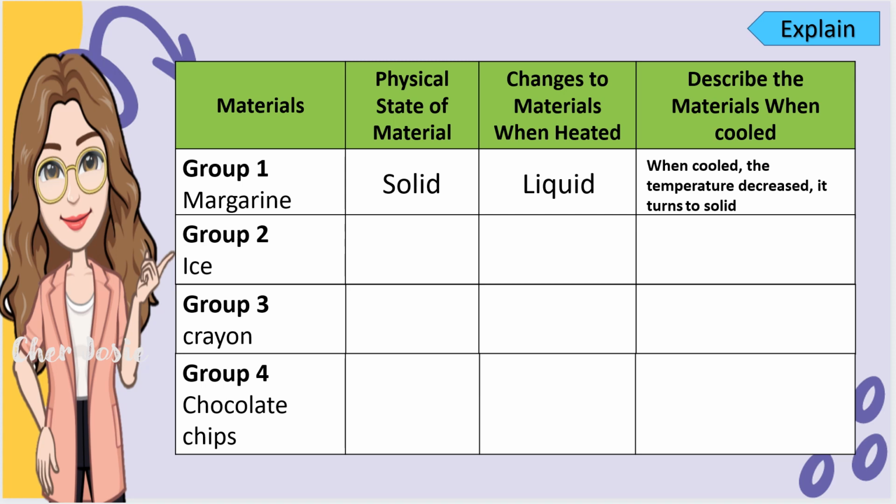What about group 2? What is the physical state of the ice? Correct, it is also solid. What happened to the materials when heated, when you removed it from the refrigerator? Very good, it also turns to liquid. Can you describe the materials when cold? Very good. When cold, the temperature decreased, but it is still in liquid state. Unless you return it into the refrigerator or freezer, it will turn to solid.